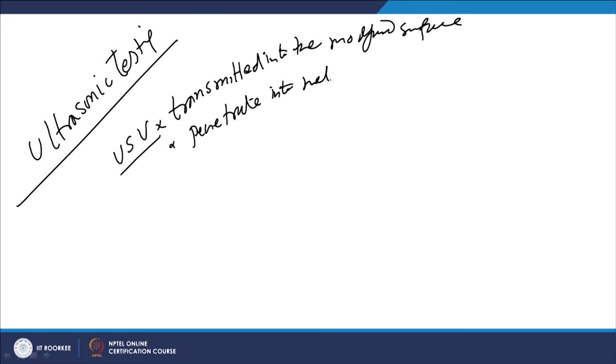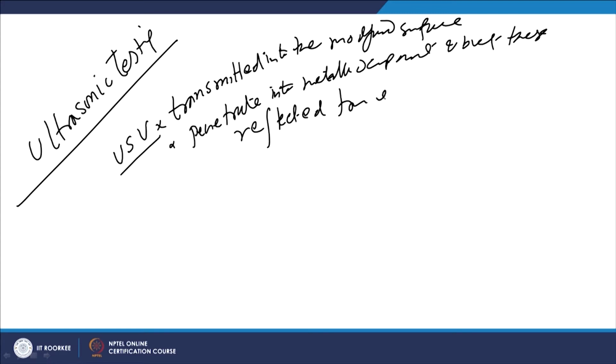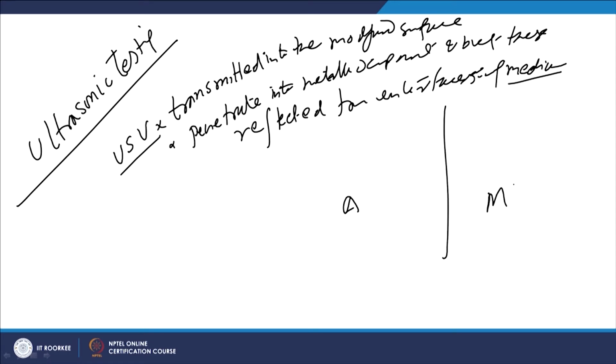into the metallic component, but these get reflected from the interfaces of mediums. Like, if there is a change in medium, here we have air, this is the metal X substrate. So as soon as the vibrations move from the air to metal, it comes across one interface, and these are reflected.